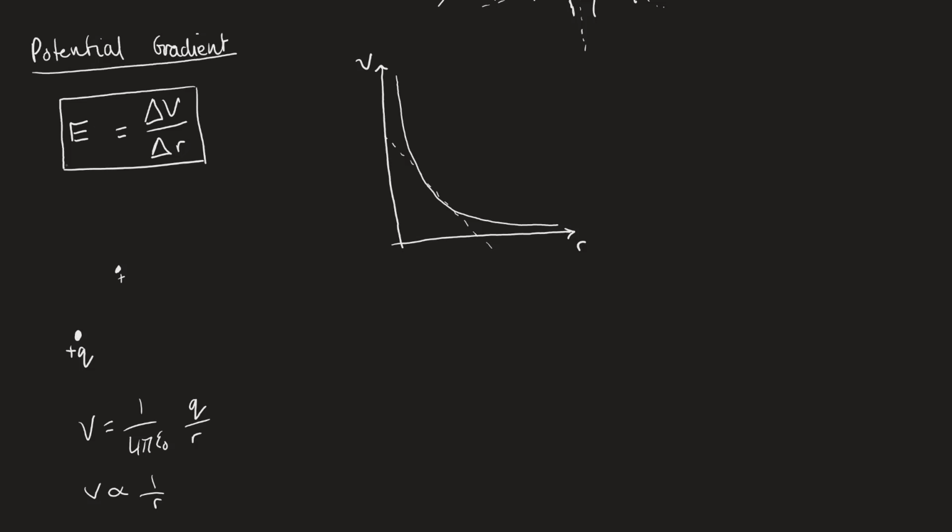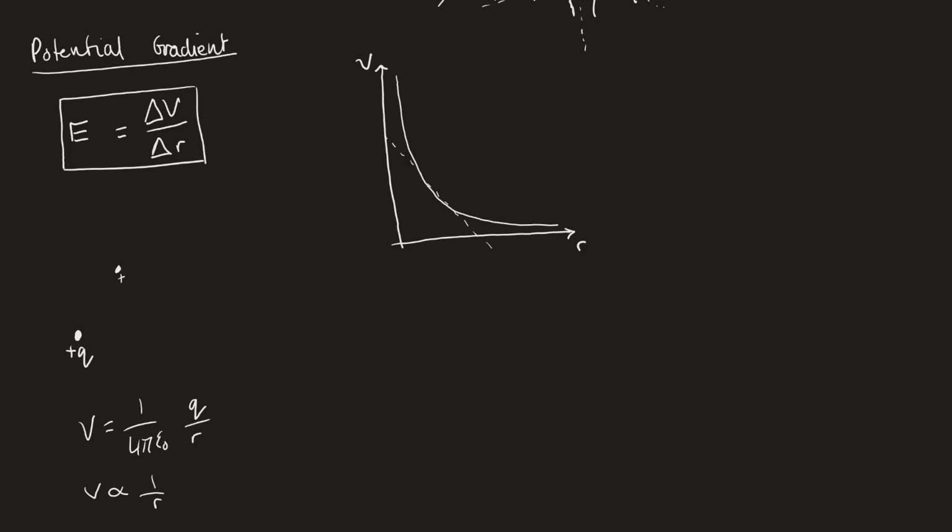If the charge at the center is very big, we're going to see a very drastic potential change as it goes away. But if the charge at the center is really small, then we see a smaller change. So we end up with a very large electric field strength for very large charges, and a small electric field strength for smaller charges.